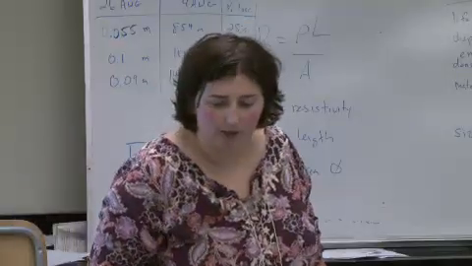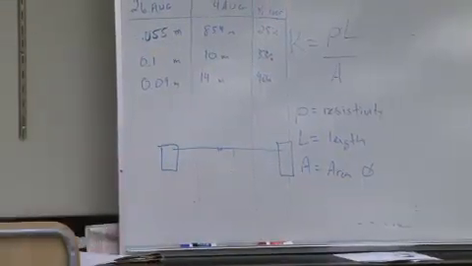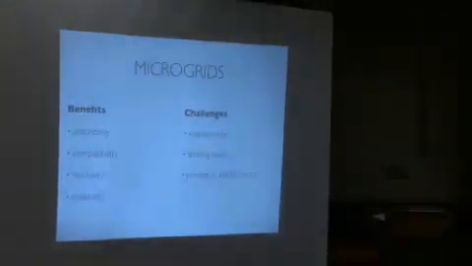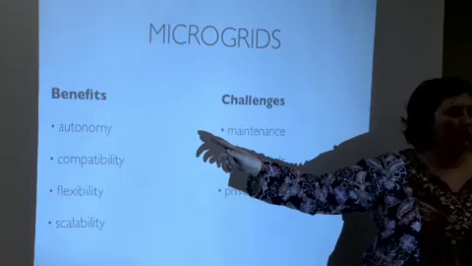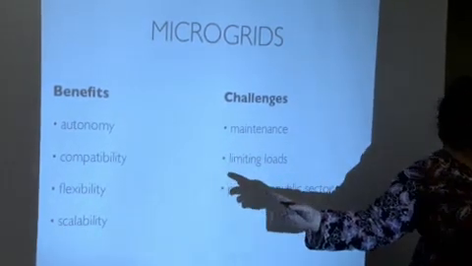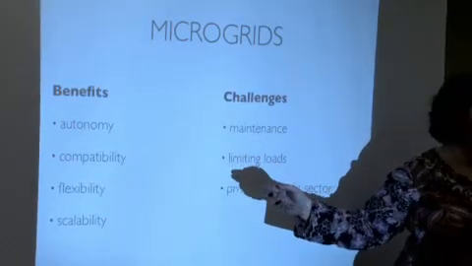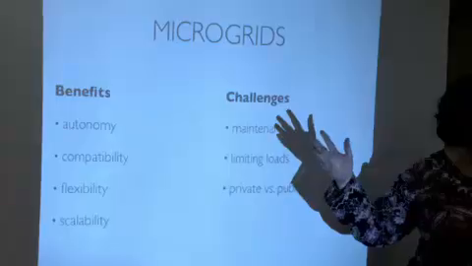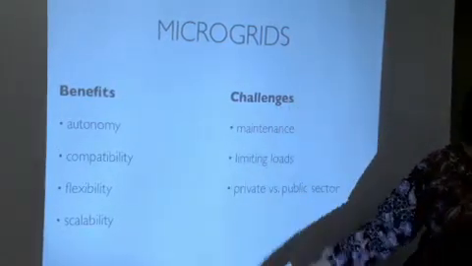So just in summary, for microgrids, some of the benefits are autonomy, right? If a community in the middle of nowhere needs power, you don't have to wait until the government decides to deliver that power to you. You can just build it, and you're not reliant on vagaries of politics.